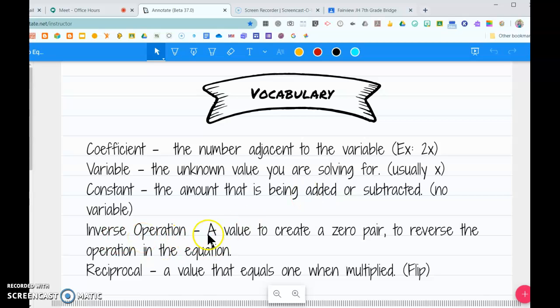Inverse operation means to do the opposite to create a zero pair. So you reverse the operation that's happening. And then a reciprocal, you don't use this in every example, but if the variable is either attached to a fraction or part of a fraction, then sometimes you have to use the reciprocal, also known as the flip of the fraction, in order to solve.